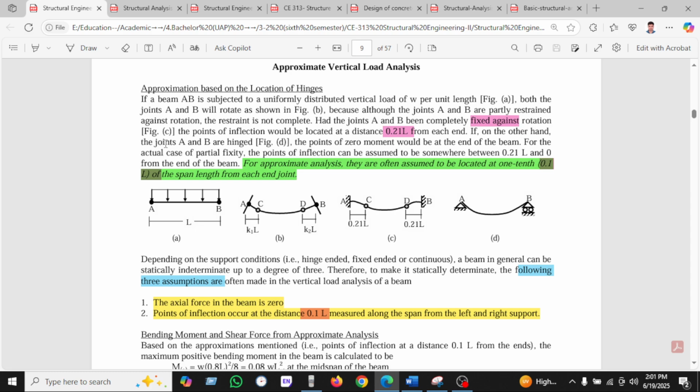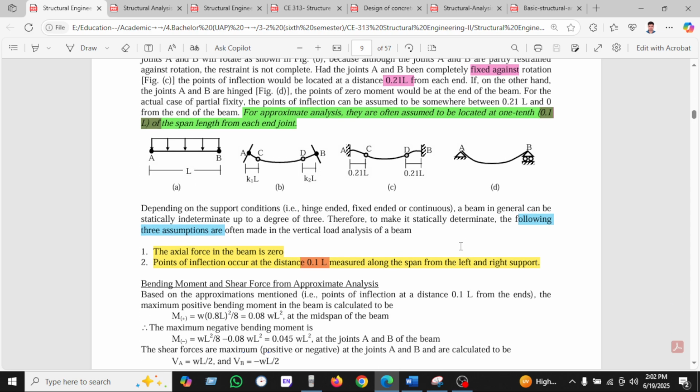If, on the other hand, A and B are as in figure D, we see the point of zero moment at the end of the beam. For the actual case of partial fixity, the point of inflection can be assumed somewhere between 0.21 L and 0 from the end of the beam. For approximate analysis, they often assume it is located at 1/10 of the span length from each joint. So we can see in figure D, the inflection point will be 0.1 L from the left and right of each side.